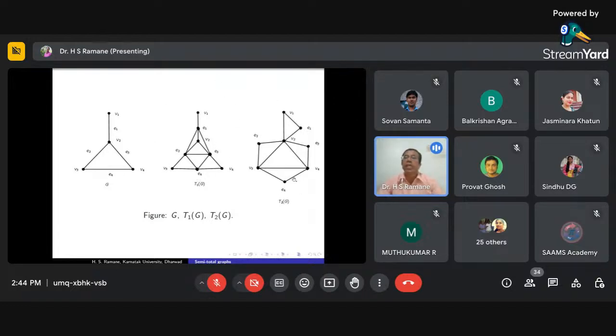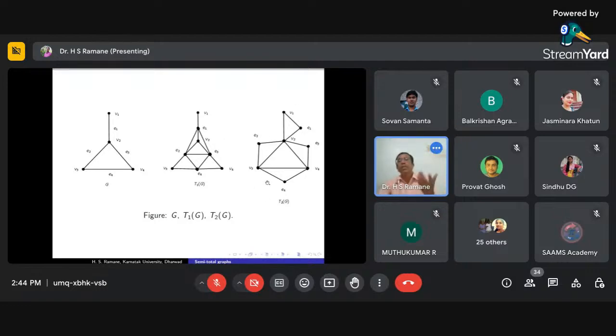Same way, semi-total point graph. So again, in the semi-total point graph, the vertex set will be the union of the vertices and the edges of G. And if the vertices are adjacent, we'll put here a line. For example, here V1, V2 adjacent, so we'll put here line V1, V2. Similarly, V3, V4 adjacent, so we'll put line V3, V4. And corresponding to E1, now E2 is incident with V3 and V2. So E2 is adjacent with V2 and V3. Similarly, E4 is incident with V3, V4. So this is a semi-total line graph. This is a semi-total point graph.